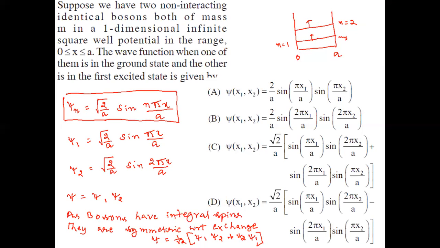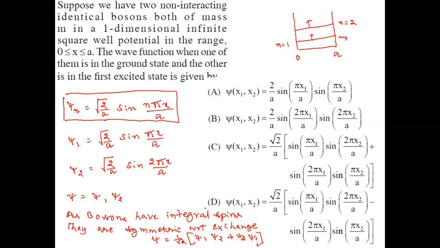So the wave function associated with this state is psi1 equals root 2 by a sine pi x by a; instead of n, we place n equal to 1. And when you place n equal to 2, you will get the wave function associated with the other particle. So psi1 and psi2 are the wave functions associated with these particles. When you place n equal to 1, you get the wave function for this particle, and when you place n equal to 2 in the general expression, you get the wave function of the particle in the first excited state, with quantum number n equal to 2. Then the total wave function of this whole system is the product of these two, psi1 and psi2.